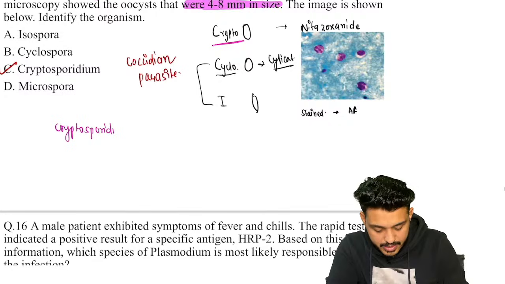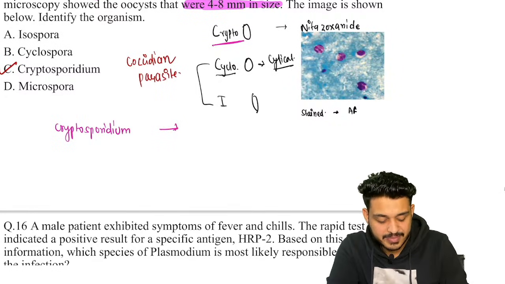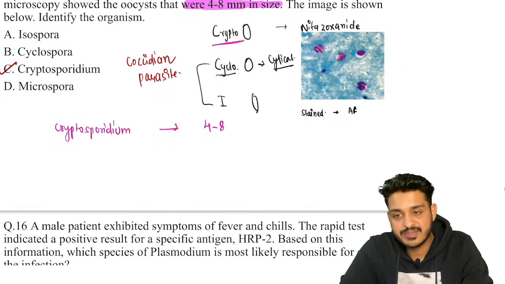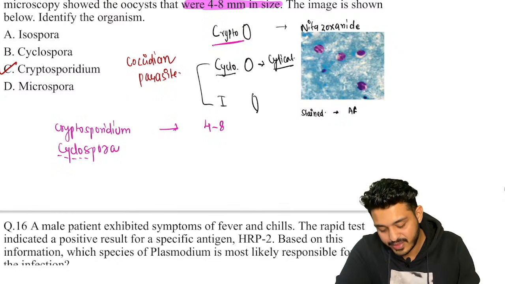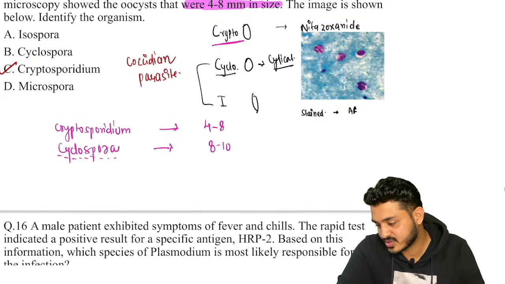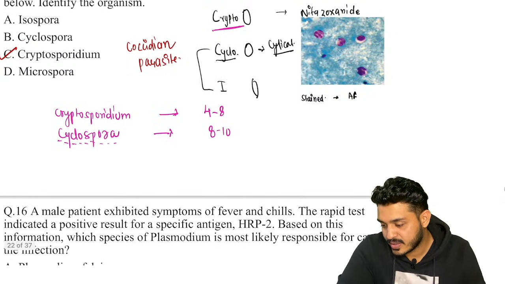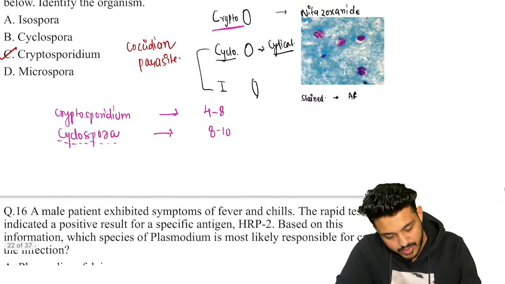Cryptosporidium, the name is bigger, but the size will be small. For cyclospora, you can count: 1 2 3 4 5 6 7 8 9 10. So this is going to be 8 to 10 micron. This is going to be 8 to 10 micron, right?